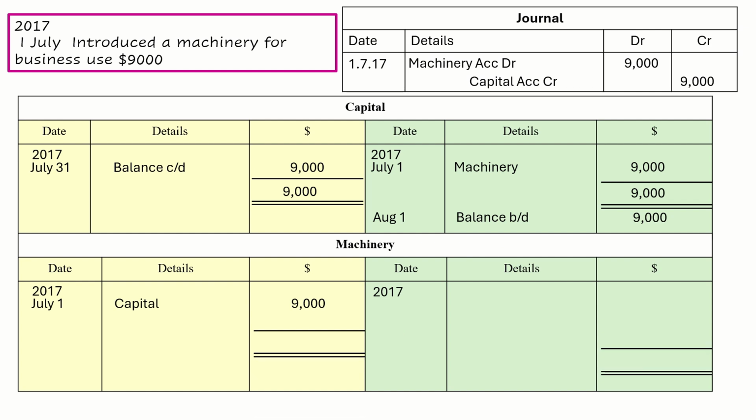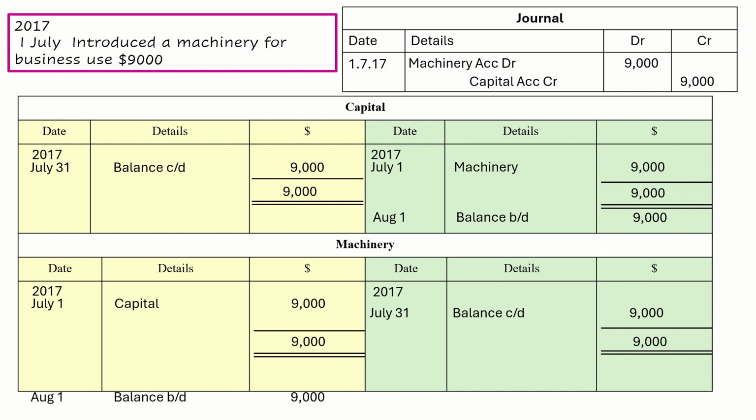Now let's balance the machinery account. Debit side is greater, bring it to the total. 31st July, balance carried down on the credit side 9,000. August 1st, balance brought down on the debit side 9,000.